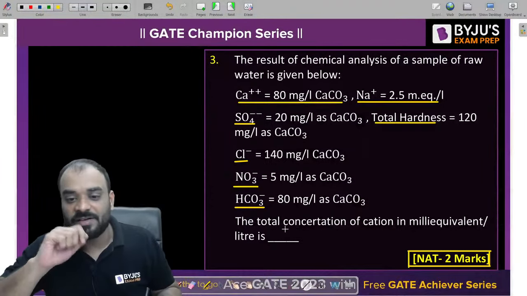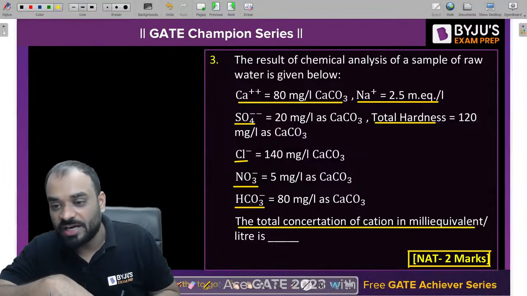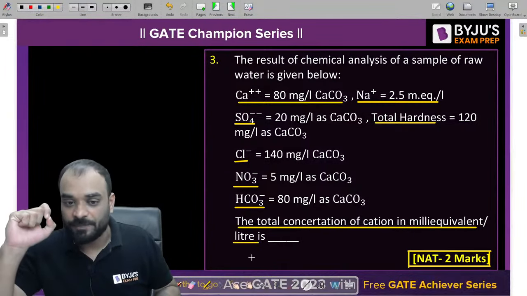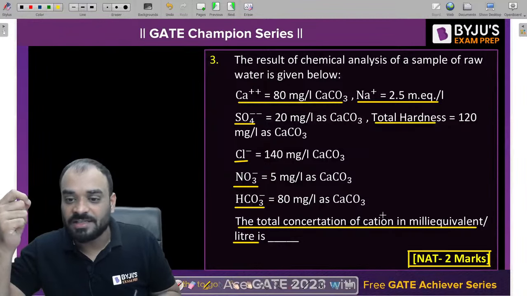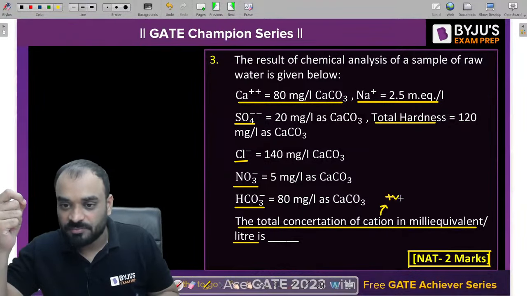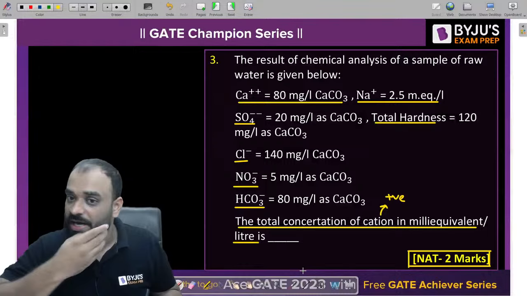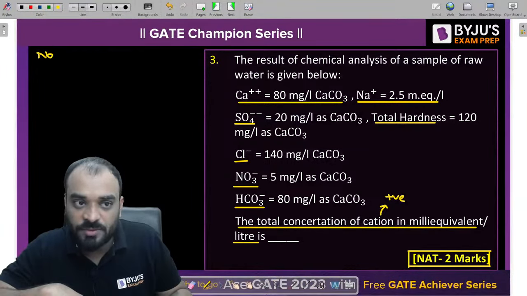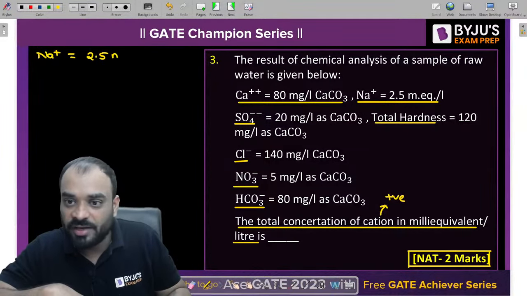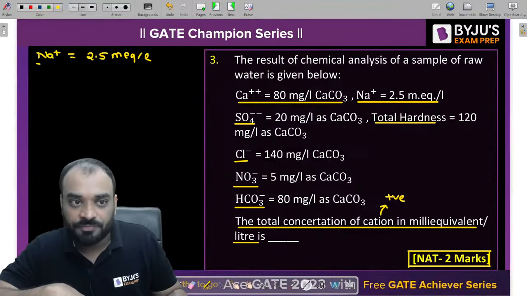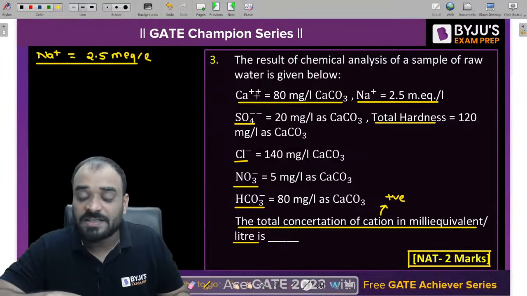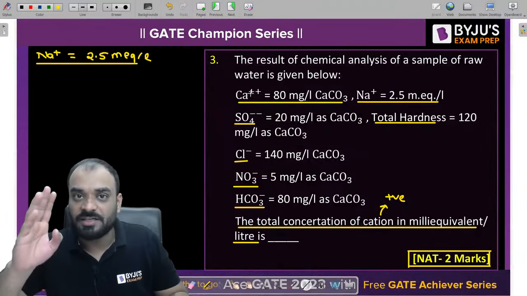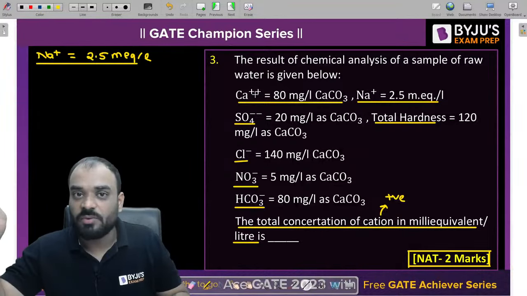Now what is our task? Our task is to find out the total concentration of cations in terms of milli equivalent per liter. Now guys, what is a cation? A cation is a positively charged ion. What are the cations present in this case? Sodium is present here, whose milli equivalent per liter value is given to us: 2.5 milli equivalent per liter. Our task is to find out the calcium ion concentration in terms of milli equivalent per liter.